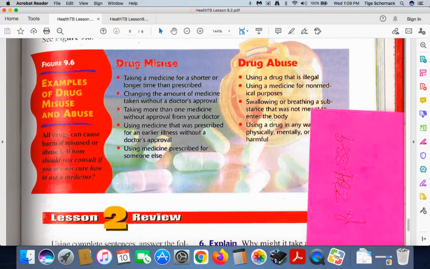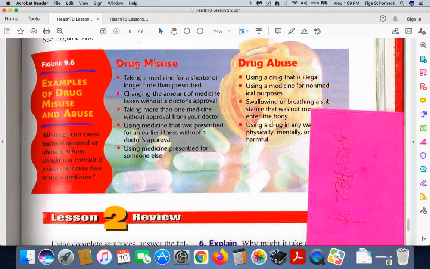Examples of drug misuse and abuse. Misuse: taking medicine for a shorter or longer amount of time than prescribed. Changing the amount of medicine taken without a doctor's approval. Taking more than one medicine without approval from your doctor. Using medicine that is prescribed for an earlier illness without a doctor's approval. Using medicine prescribed for someone else.